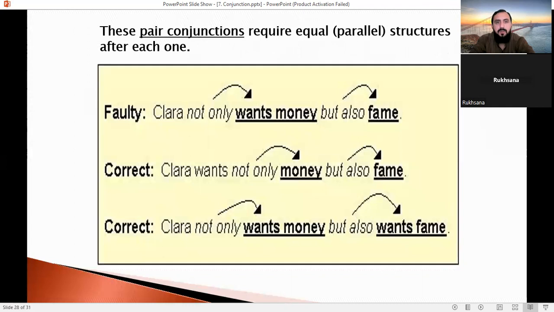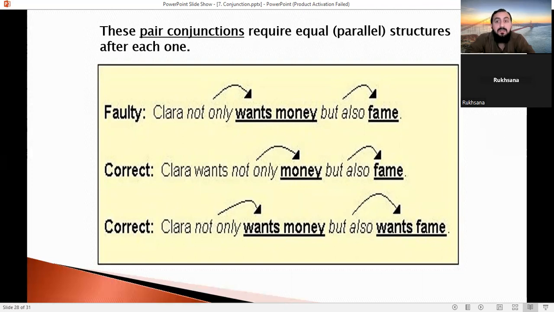Yeah, let's see now. So these, you read it. These pair conjunctions require equal parallel structures after each one. Clara not only wants money but also fame.